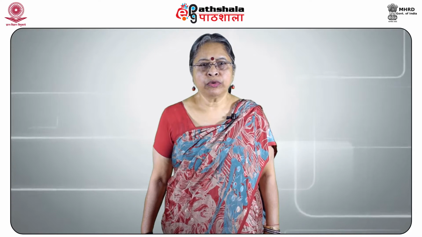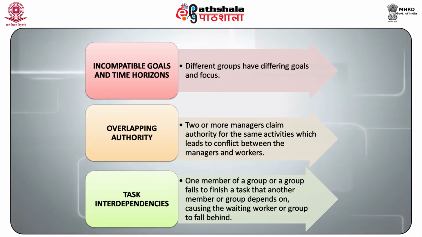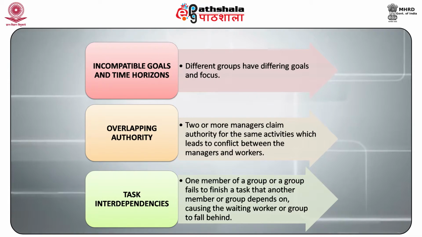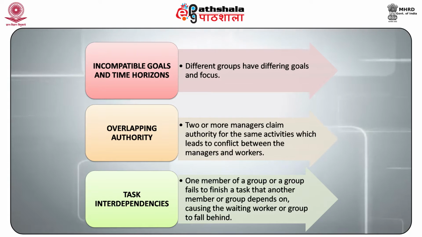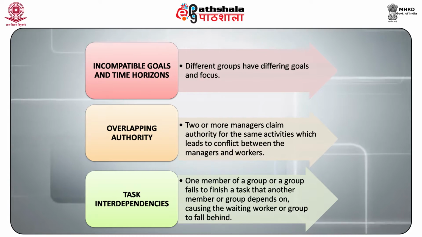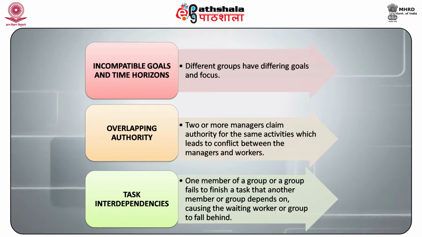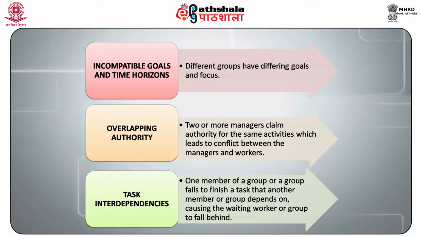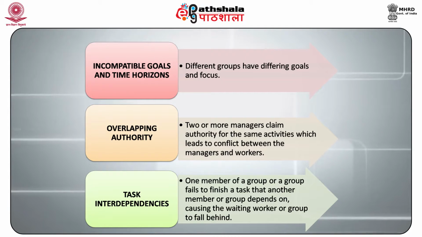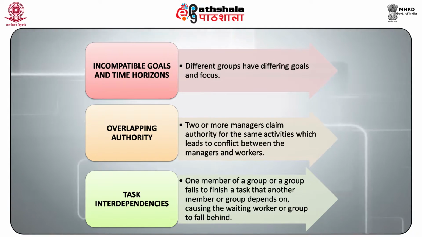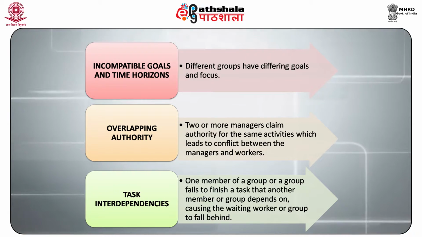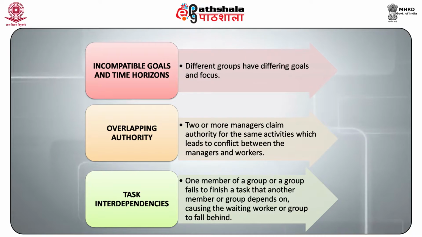Now we shall move on to the sources of conflict. Incompatible goals and time horizons. Different groups have different goals and focus. An individual having two different goals which might conflict with each other, or a goal of an individual conflicting with an organizational goal, also leads to conflict. Overlapping authority. Two or more managers claim authority for the same activities, which leads to conflict between the managers and workers.